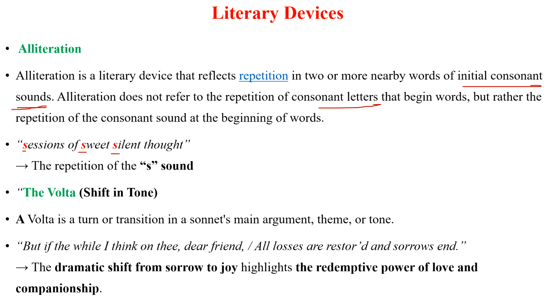Then the volta. Volta is a shifting tone. So in the poem, in the final couplet, we see there is a dramatic shift in the final lines. So that is called volta. In the three quatrains, the poet expressed sadness or grief over his past actions. But in the final couplet, the tone of the poem shifts dramatically. So this is called volta. Volta is a turn or transition in a sonnet's main argument or theme. Okay. So this is a dramatic shift from sorrow to joy.